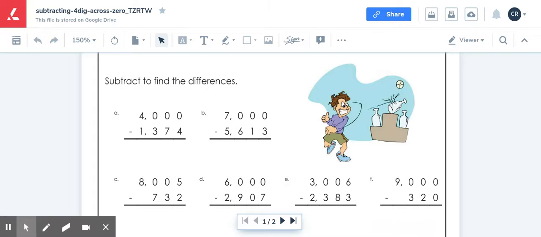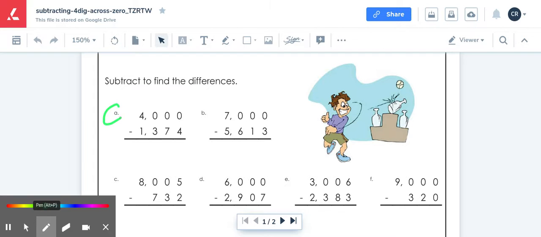Here I'm looking at this letter A. Here are my pens, you can see letter A. And it's 4,000 minus 1,374. So what I'm going to do is look in the ones column. I see a 0. Well, I can't take 4 from 0, so I'm going to go to the tens to borrow. Sometimes you call it your neighbor, but we're not going to call it the neighbor because, to be quite honest, I want to make sure we're naming the place value.